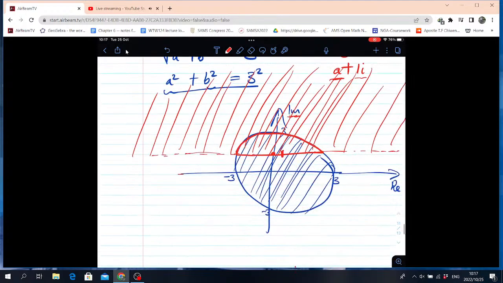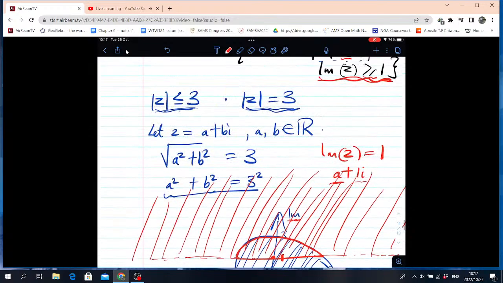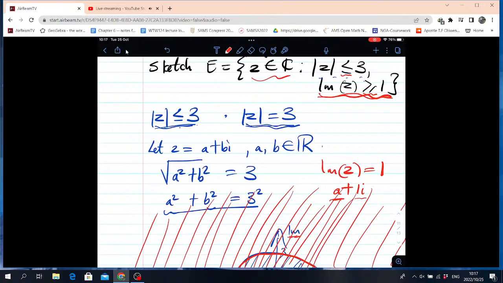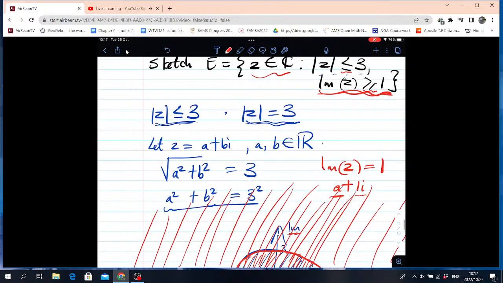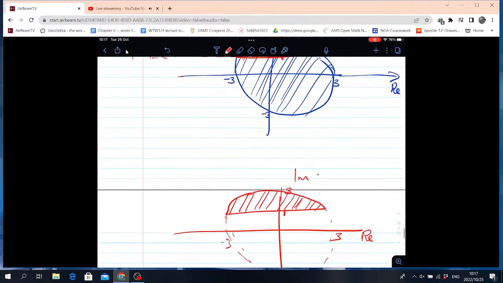What then bounds us is, remember, we want to find these complex numbers that satisfy both. So when we get there, we want the two areas that are common to both, because those are the only points that are going to satisfy the two conditions that we are given. And that's how we then get this part as the only region that satisfies both. So therefore, this is the sketch that we wanted for E. Whatever is in there, including the boundary, is E. And that is that.